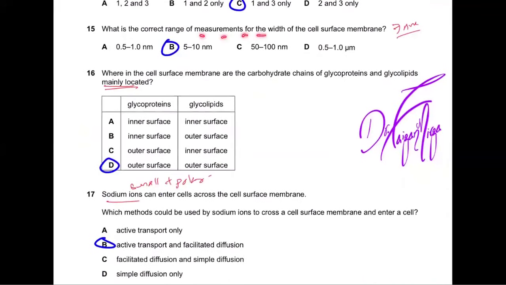The correct measurement of the width of the cell membrane, we know we have learned this value. It's about 7 nanometers. So the only answer that qualifies in the range is B. Where in the cell surface membrane are carbohydrate chains of glycoproteins and glycolipids mainly located? Now we know that glycoproteins and glycolipids are present on both sides of the membrane, but where are they mainly located? Mainly they are located on the outer surface.